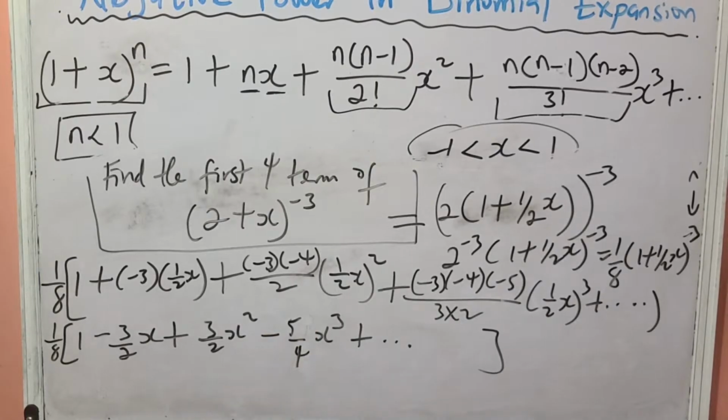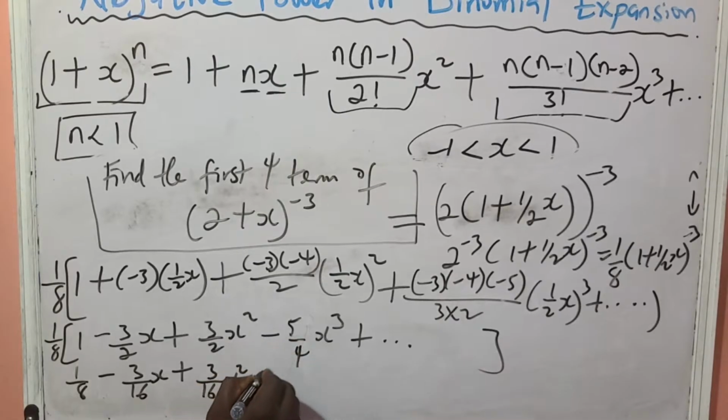All right. So what do we go on to do? We expand using 1 over 8. That'll be 1 over 8 times 1 over 8 minus 3 over 16. Am I correct? X plus this will be 3 over 16 x squared. This will be minus 5 over 32 x cubed. Do you see that? How many of you got this exact answer? 1 over 8 minus 3 over 16x plus 3 over 16x squared minus 5 over 32 x cubed plus dot dot dot.